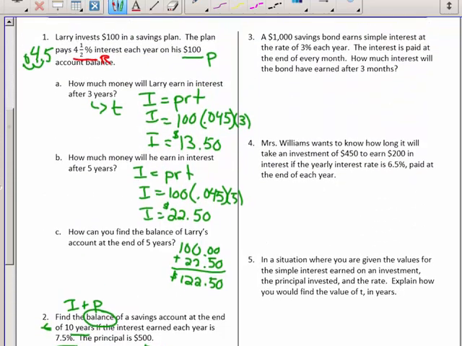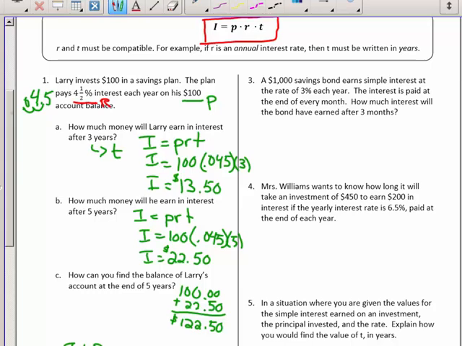Okay, so this one now is also a savings bond, which is a type of bank account. So a $1,000 savings bond earns simple interest, so here's our principal, at a rate of 3%. The interest is paid at the end of each month. How much interest will the bond have earned after 3 months? Well, 3 months has to be turned into a year. So 3 months is 3/12 of a year, which is the same as 0.25. You can put it in either way.